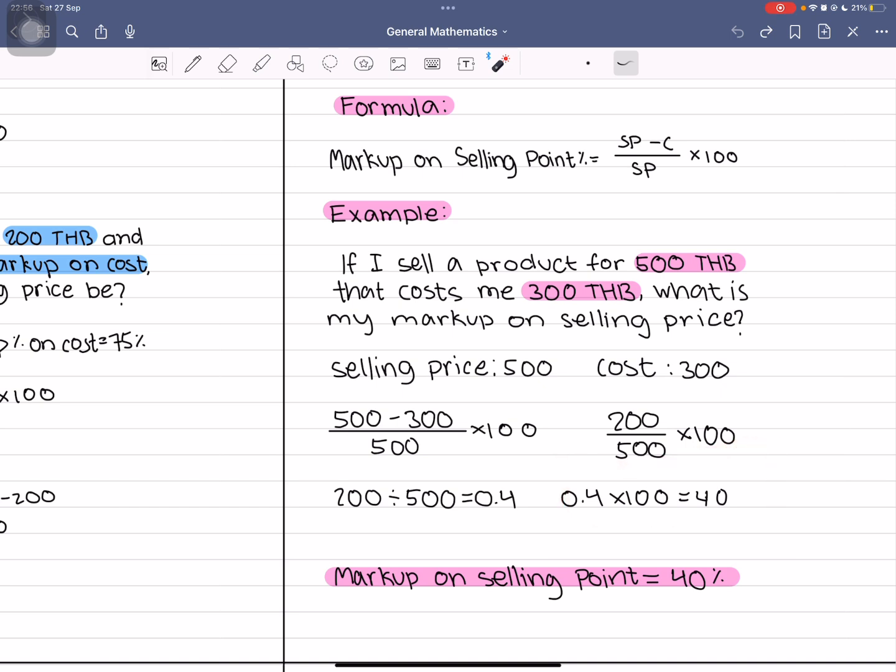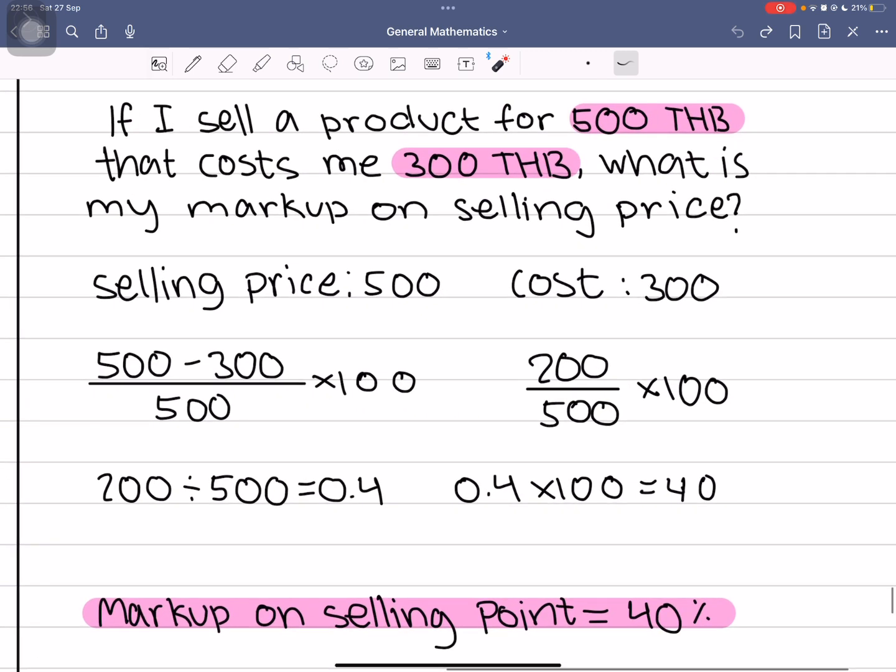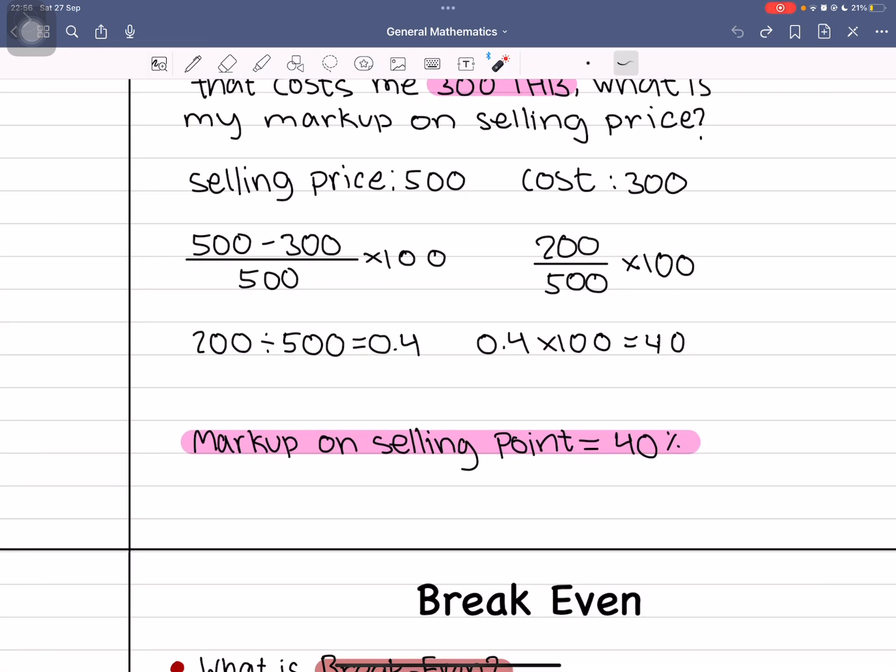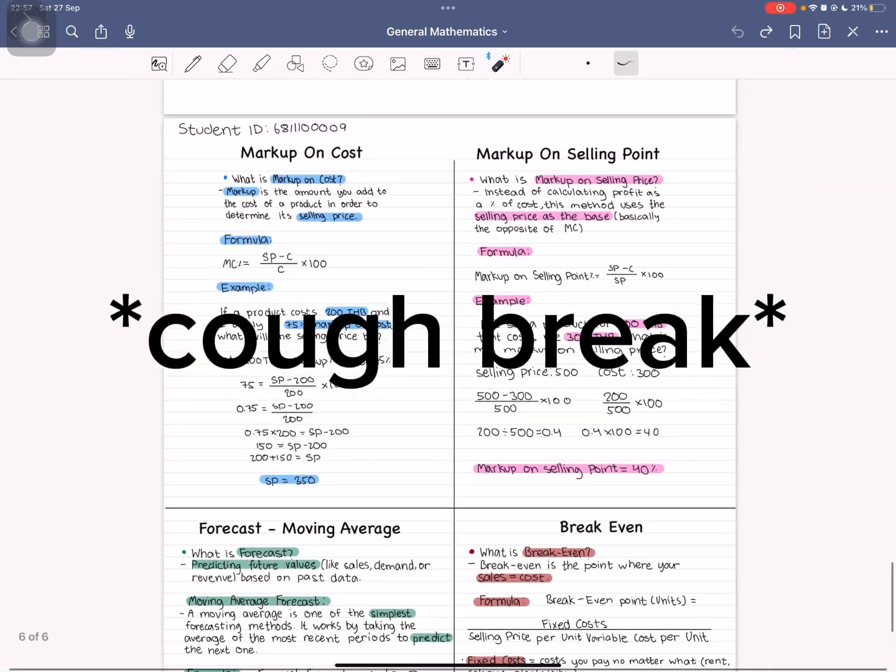And if you don't know how to multiply, then you just move the dot. This is 2 decimal points, so you move it by 2 decimal points. 1, 2, and you get 40. It's so easy, guys. And we just add the percentage symbol, which will give us the answer. So markup on selling points equals 40%.